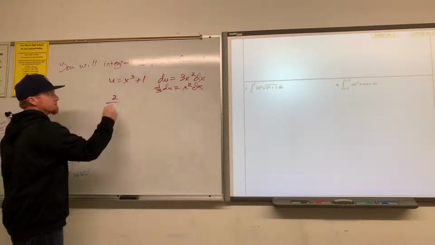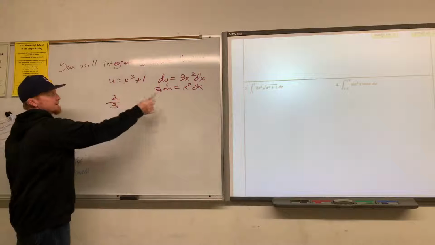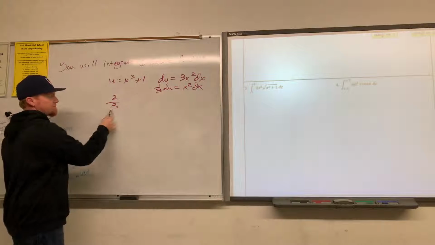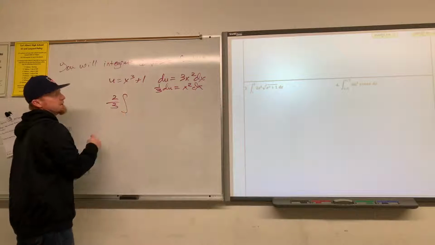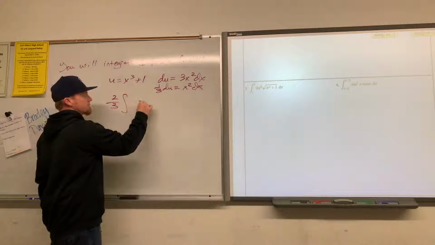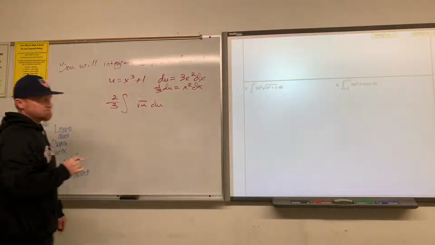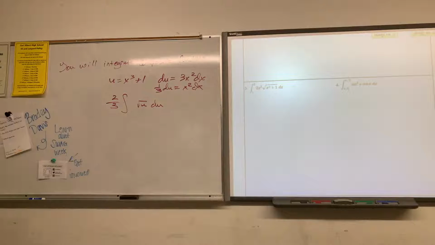Now I'm ready to substitute. So that means I'm going to have a 3 out here, because I had to pull the 2 out. I have the 1/3, so that makes 2/3. And then I have square root of u du. Now I'm ready to change my limits.